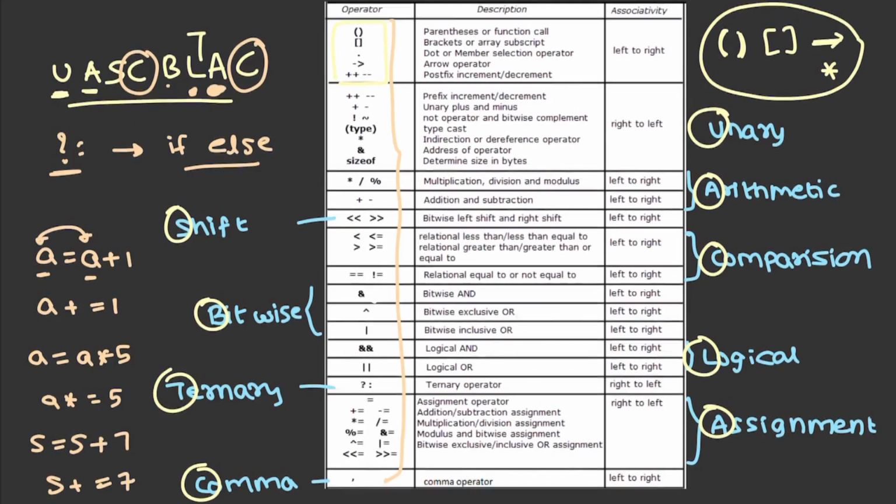Finally, you need to remember that unary operator, ternary operator, and assignment operator, all of these three operators have right to left associativity. All the other operators have left to right associativity. So you just need to understand that unary, ternary, and assignment operators have right to left associativity. That's it. Now, after dealing with all the operators, let's look at an example.